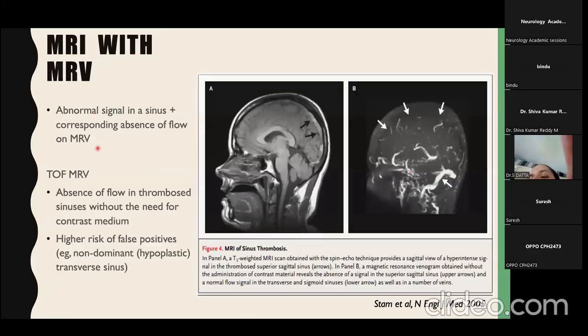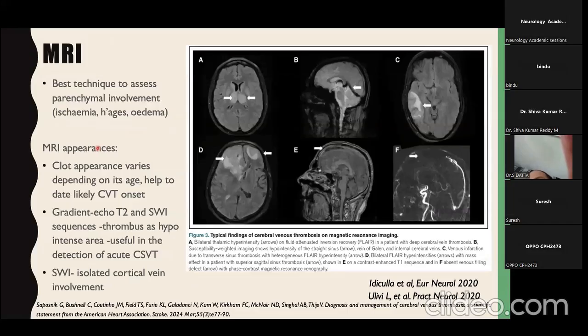If the infarct is not following any arterial territory and if there is a hemorrhage in the infarct, out of proportion, we should suspect CVT. It will not follow an arterial distribution, so you can think of it like that. You go for SWI.